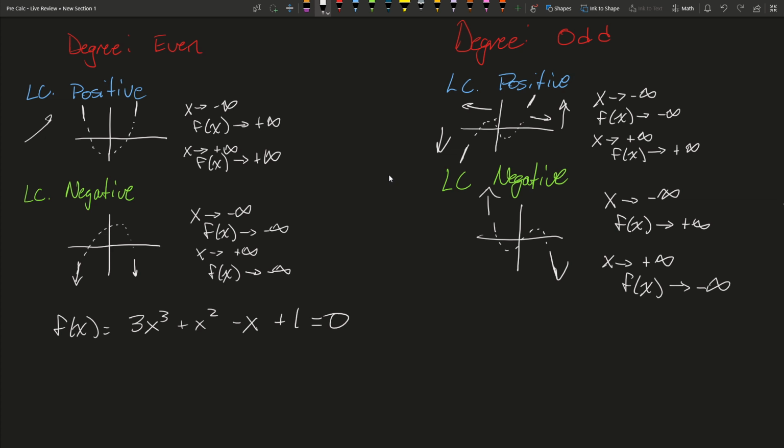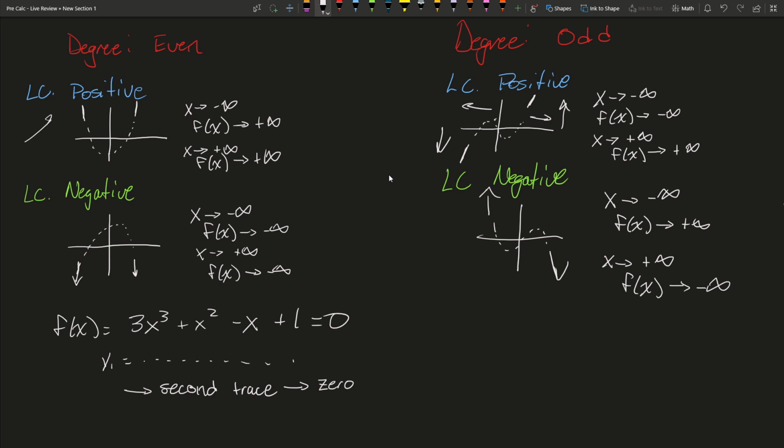The easiest thing to do in this case is always plug this into our calculator, into y1. So put that entire thing in your y equals, hit graph, hit second trace, and then we want the 0 option.